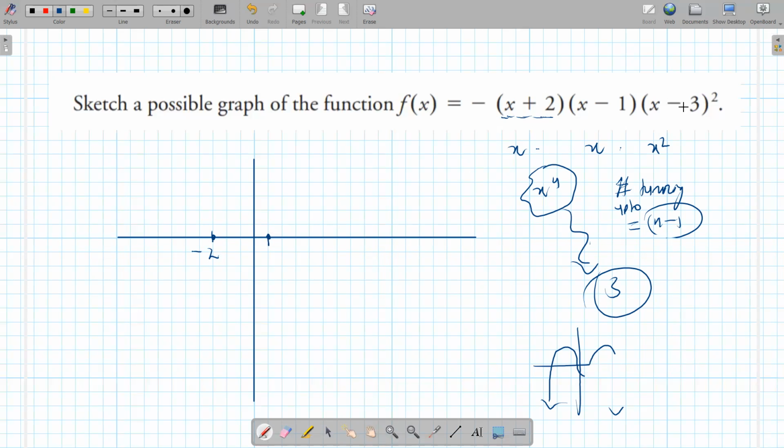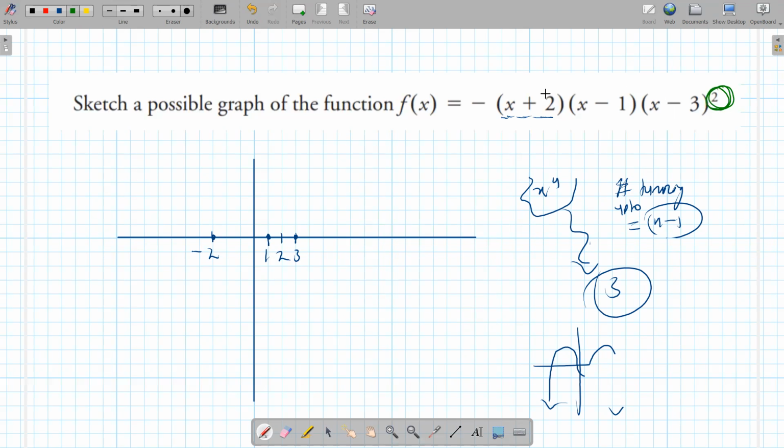For the square, would it be x plus 3? It's going to be x squared minus 6x plus 9 if you open it, but you don't have to open it. The trick is you just look at the number inside. -3, so there's going to be an x-intercept at +3, but do you see the squared?